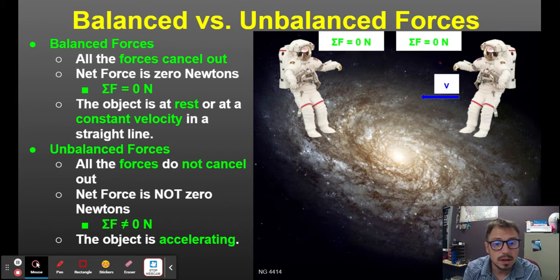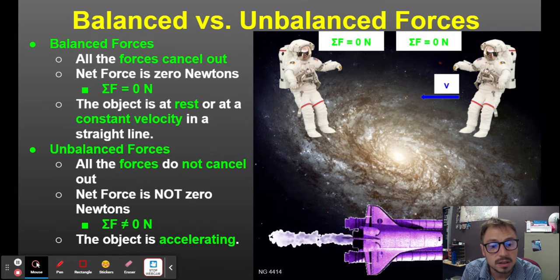The reason why we say that rest and constant velocity are the same thing is because in both of these scenarios, the net force is 0 newtons. In fact, if you were to ask these astronauts when they get back which one of them was moving, both of them would say the other astronaut was moving towards them, because from their perspective, they wouldn't feel that motion. They would just see the other astronaut coming towards them and passing by. They wouldn't feel anything different.